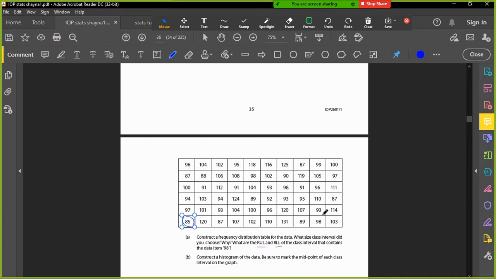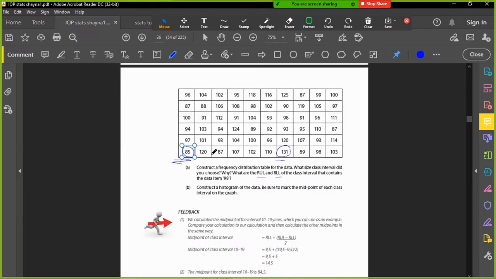And the highest? 124, I think. Oh, no, 131. Sorry, 131. I see 120. I see 131. I see 124. Is anything bigger than that? Doesn't look like it. Okay, yeah. So there's the lowest and there's the highest. Do you agree? Yes. Okay, so based on those 2 points, now we can create an interval.